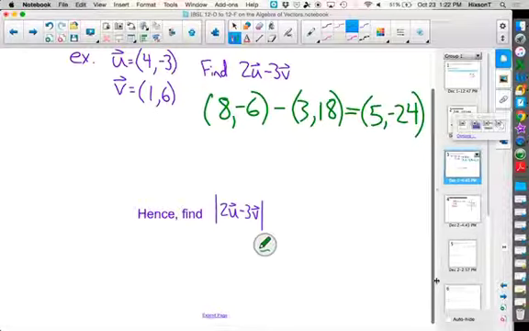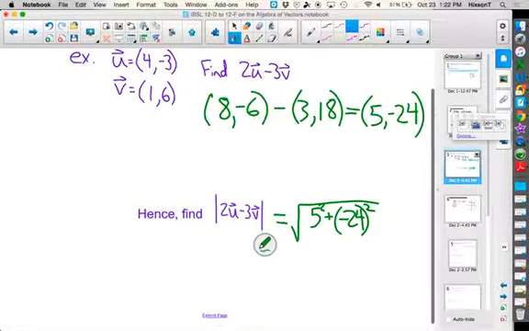And then if we're finding the magnitude of 2u minus 3v, what are we doing? 5 squared plus -24 squared, square rooted, right? So you get the square root of 601, which is approximately 24.52.